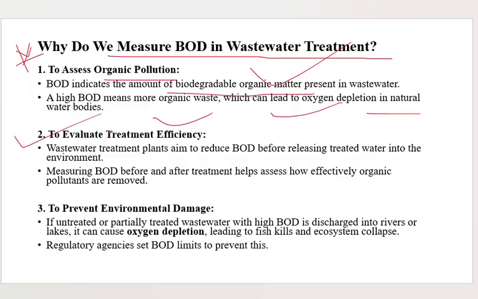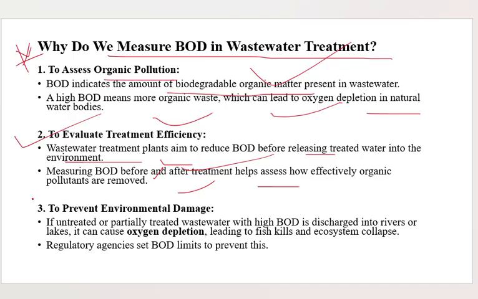To evaluate treatment efficiency, wastewater treatment plants aim to reduce BOD before releasing treated water into the environment. This is one of the main aims of treatment plants. Measuring BOD before and after treating the water helps us assess how effectively organic matter or organic pollutant has been removed from wastewater.